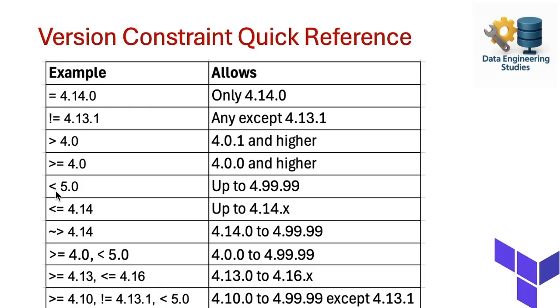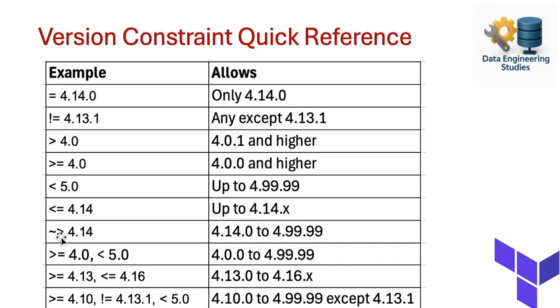So you would get up to 4.99.99. This is great for staying within a major version to avoid breaking changes. The next is less than or equal to. If you specify less than or equal to 4.14, it means up to and including any 4.14.x patch version.